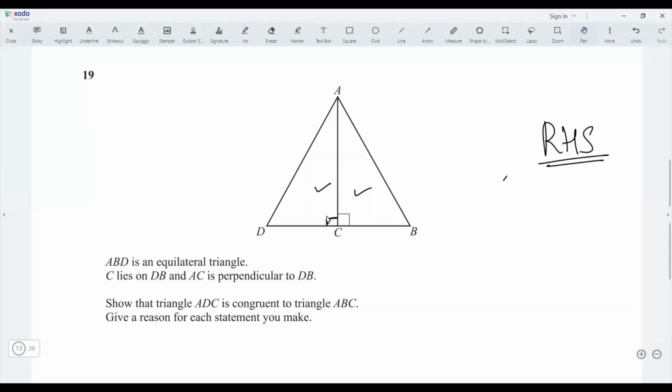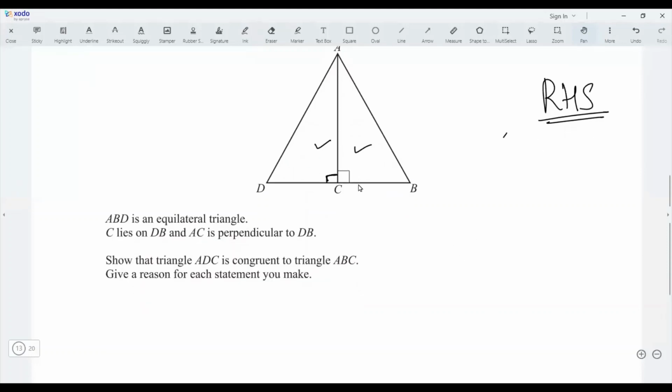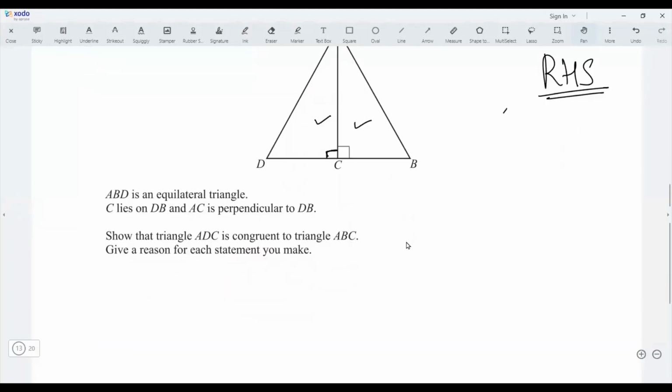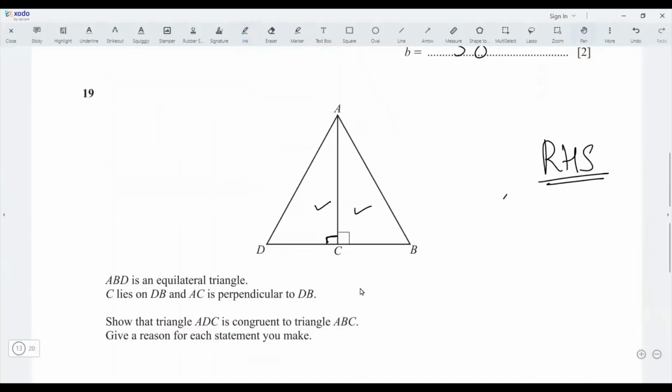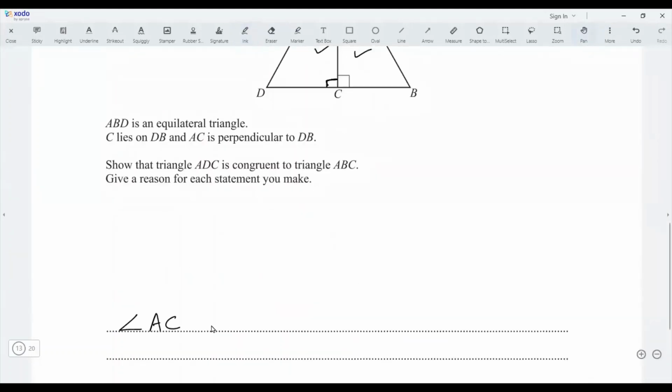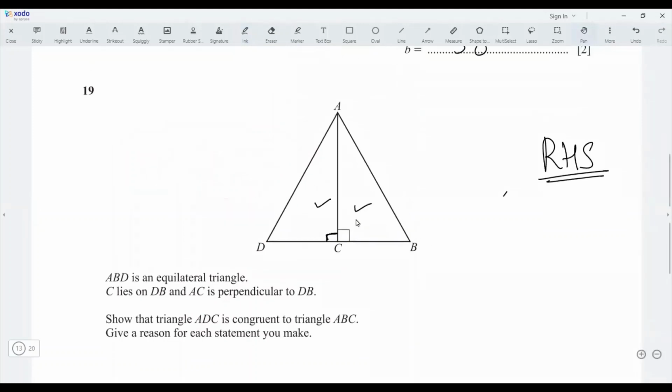So I'm just writing down the property R, right angle. So the right angle is basically angle ACD equals angle ACB. So this is the right angle property. The next one is hypotenuse. So look at the diagram: the hypotenuse is the side that is opposite to the right angle. So this side is equal to this side. Yes, because these are the sides of an equilateral triangle.